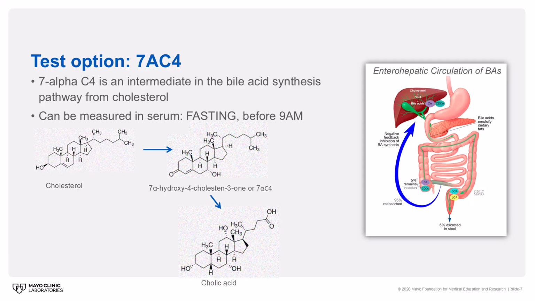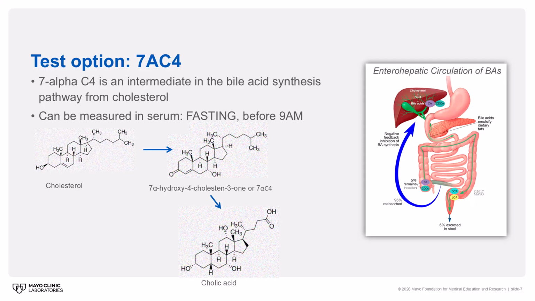Looking at that synthesis more carefully, we see here that cholesterol is converted to cholic acid through an intermediate called 7-alpha-hydroxy-4-cholesten-3-one, or what we call 7-alpha C4. 7-alpha C4, again, is the intermediate in the biosynthesis of bile acids, and it can be found circulating in serum and can be measured in that matrix. 7-alpha C4 does show some diurnal variation, and so testing really should be ordered on a fasting serum sample collected in the morning.